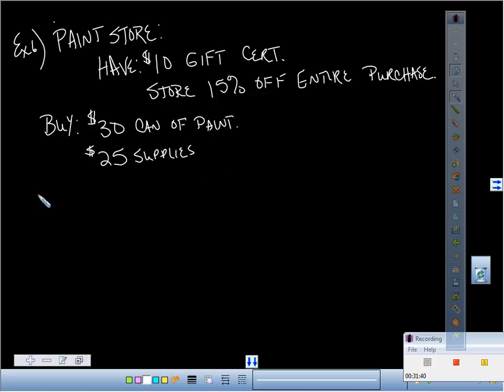Shouldn't the register already be geared to make it nice? Yeah, that's what I was thinking. But here's the deal. If you're a smart person, you know which one to do first. You know the order to do it in. Some of you guys don't know. So, let's see what's going to happen. What if I use my gift certificate first?